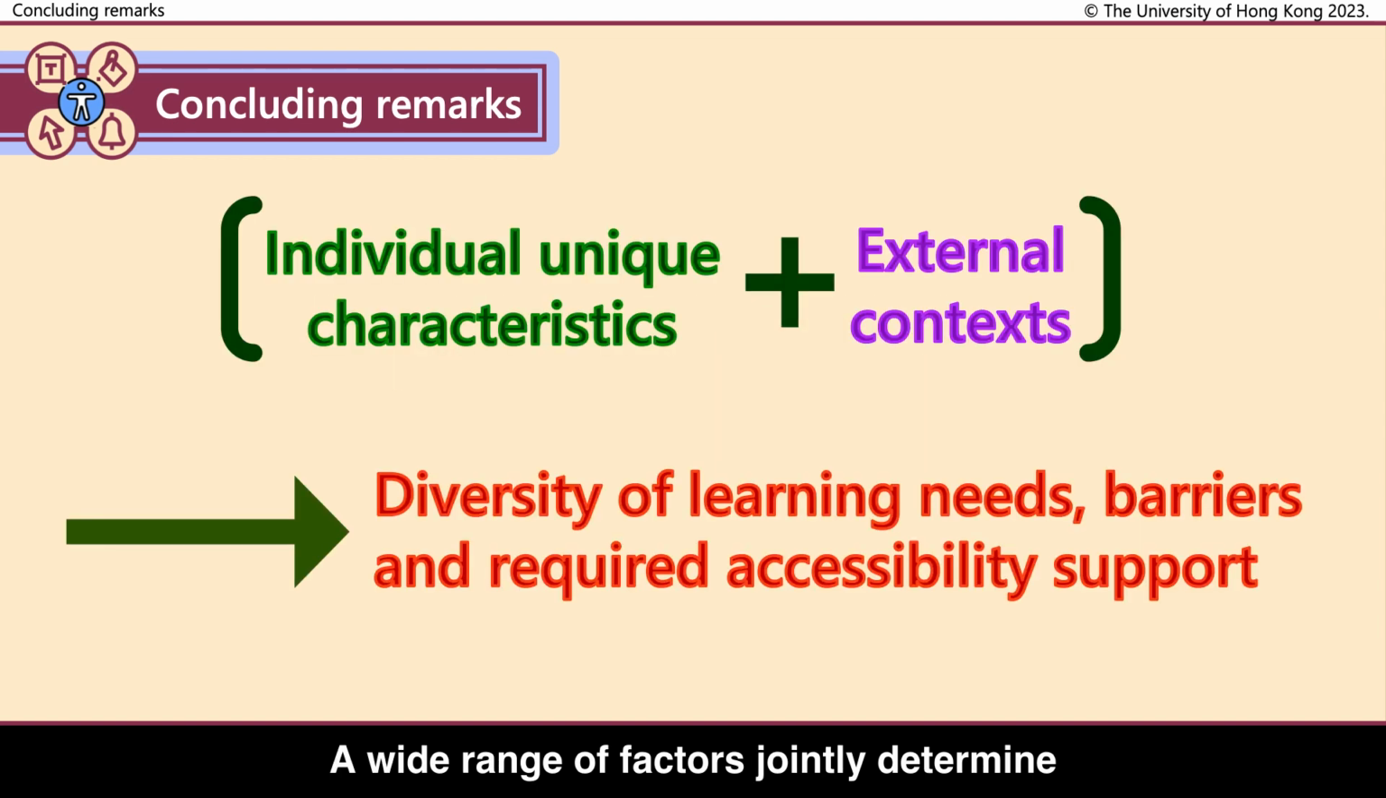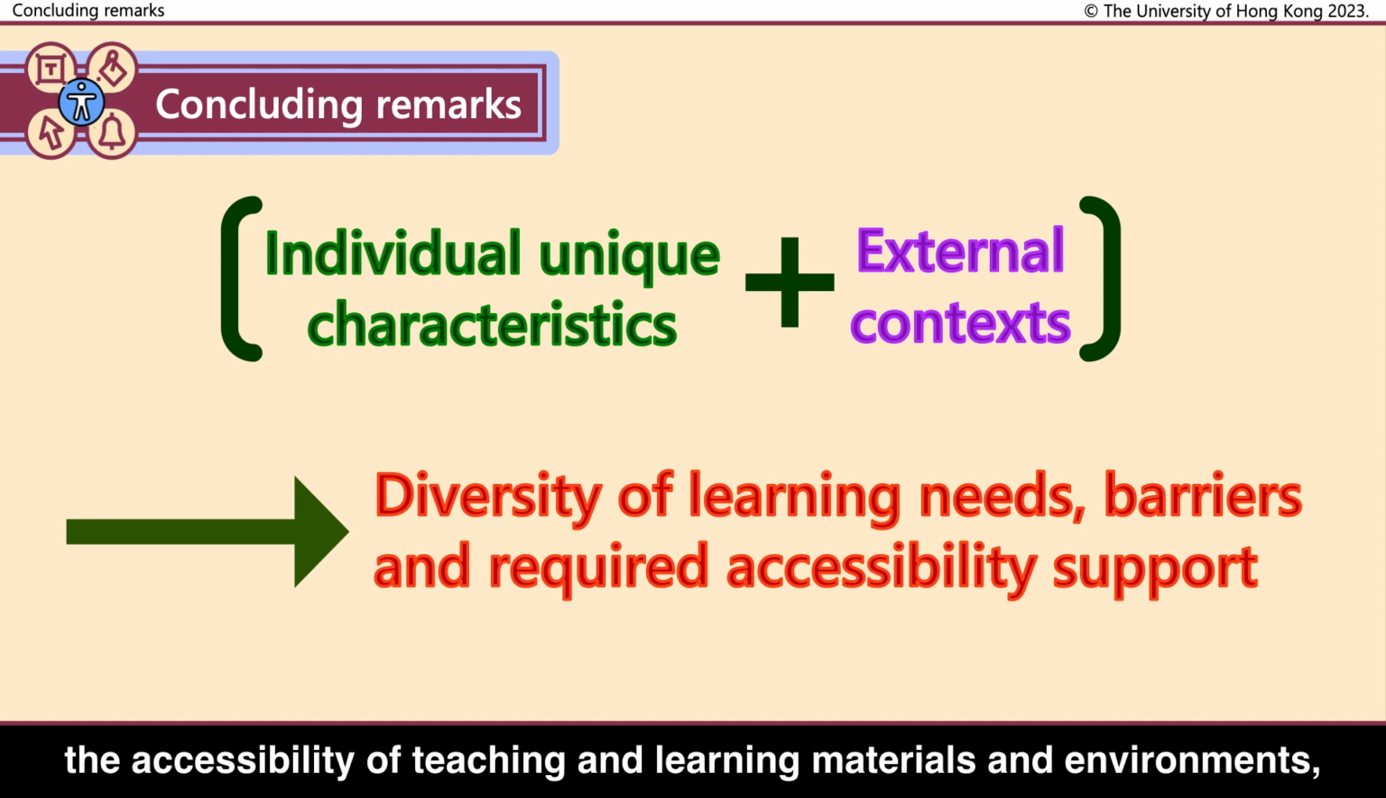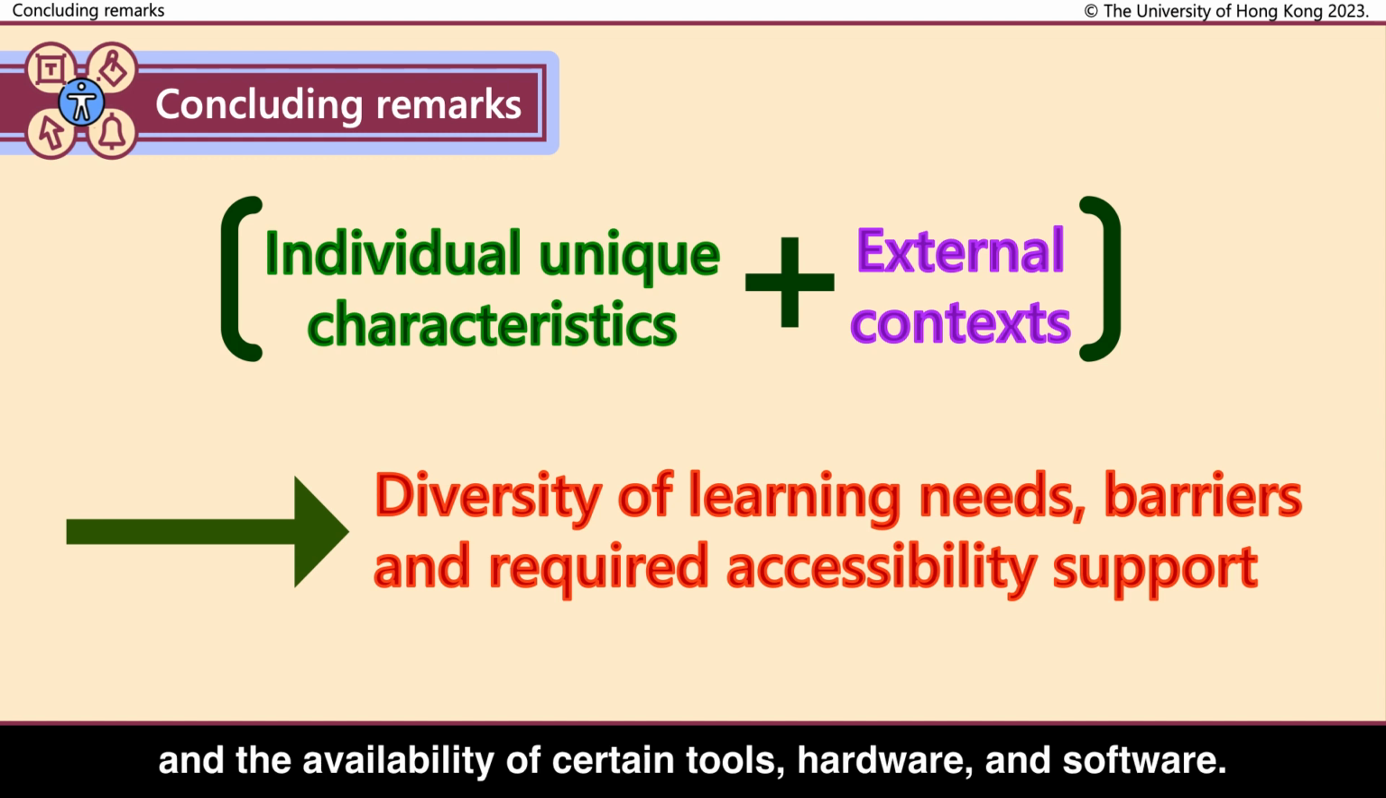A wide range of factors jointly determine the learning needs, barriers, and required accessibility support. The factors would impact how they access digital materials and virtual learning environment. Examples of these factors include individual characteristics and preferences, program requirements, the accessibility of teaching and learning materials and environments, and the availability of certain tools, hardware, and software.